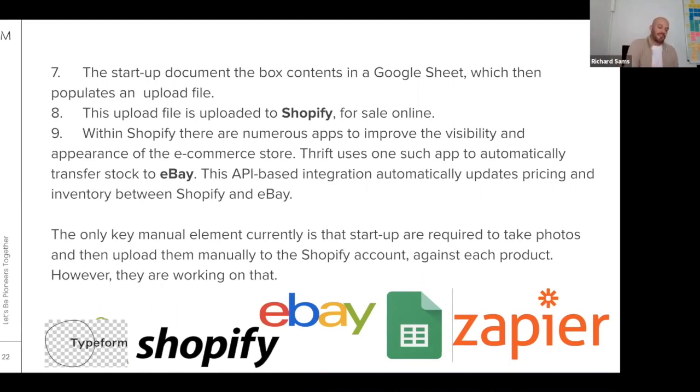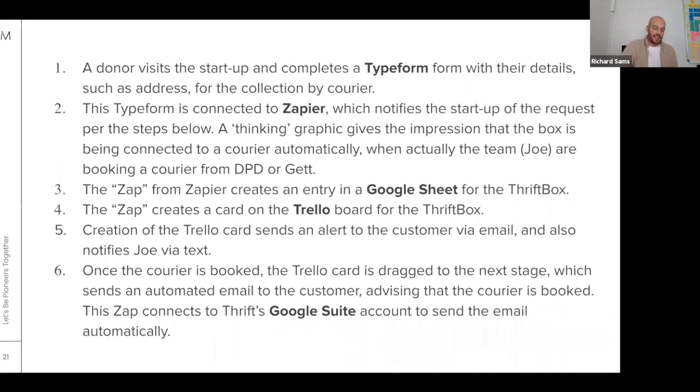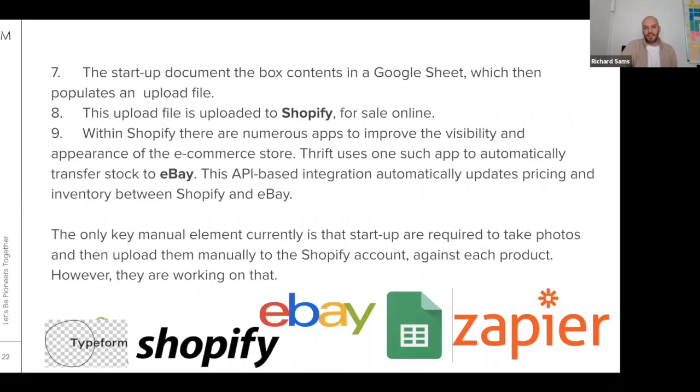So they have received the donation. They've processed that donation. They've put it into their Google Sheet. They've put it into their productivity software in Trello. They've then populated it using Google Sheet and pushed it directly up into Shopify for sale online. So jeans have been donated, all of them manually processed through the back, and then automatically populated up to Shopify for sale, and then linked across to eBay in case you want to sell on eBay. All of that was done without any code.